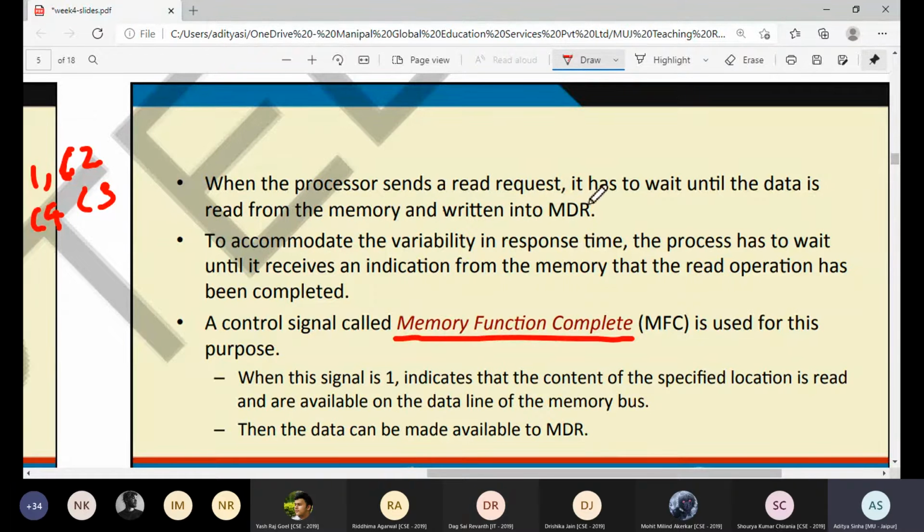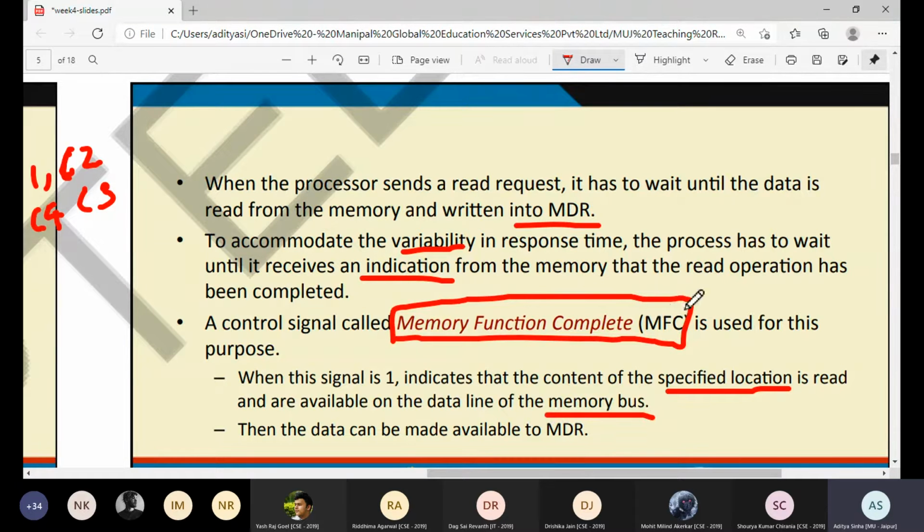When the processor sends a read request, it has to wait until the data is read from the memory and written into MDR. To accommodate the variability in response time, the processor has to wait until it receives an indication from the memory that the read operation has been completed. A control signal called memory function complete is used for this purpose. What are the two possible values for any control signal? 0, 1. Okay. When the signal is 1, it indicates that the content of the specified location has been read and is available on the data lines of the memory bus.